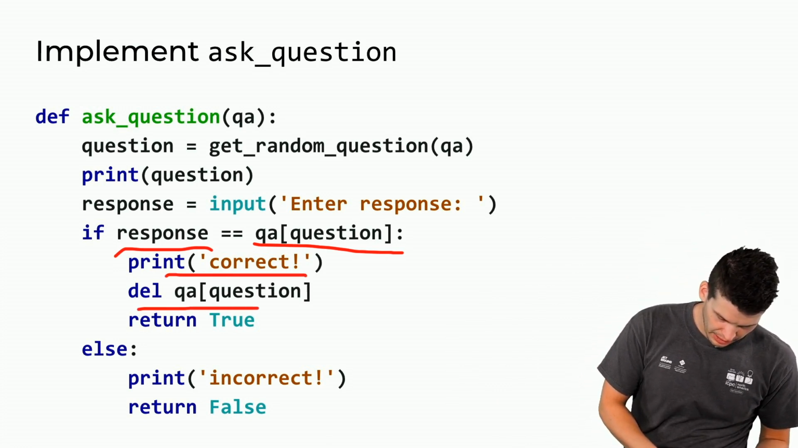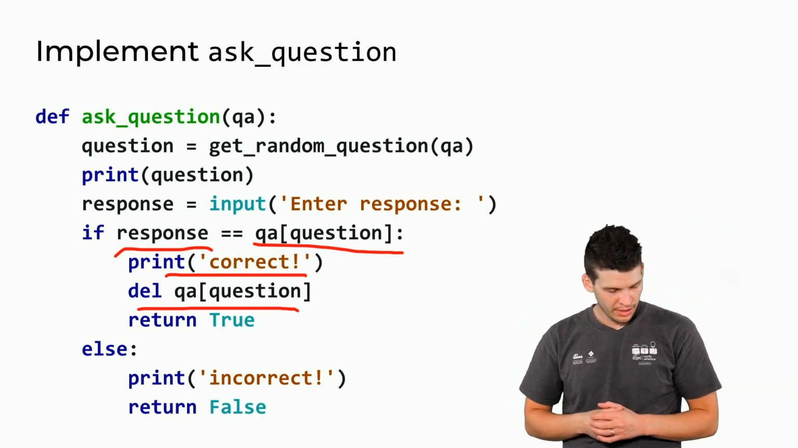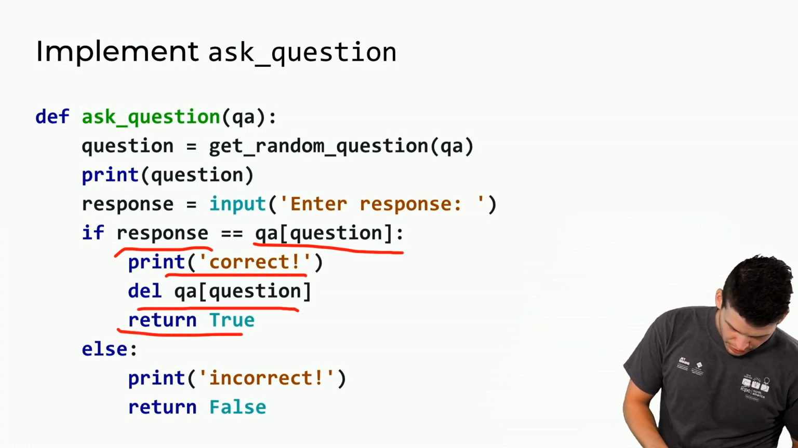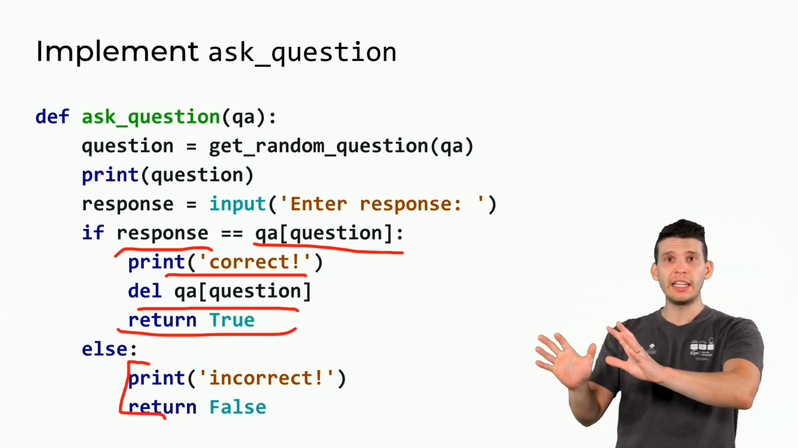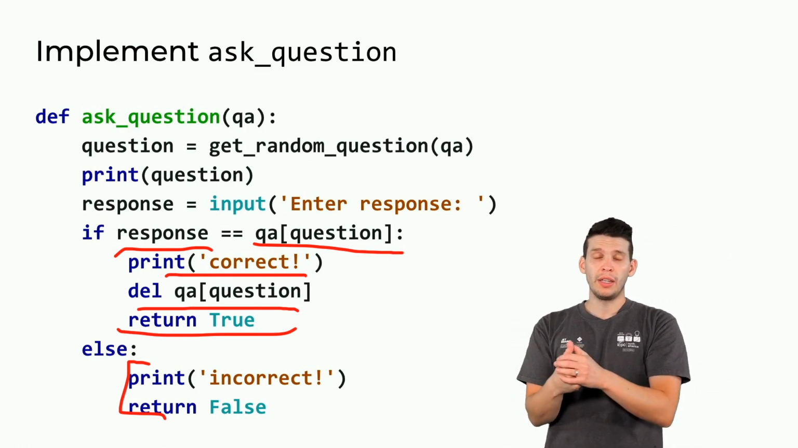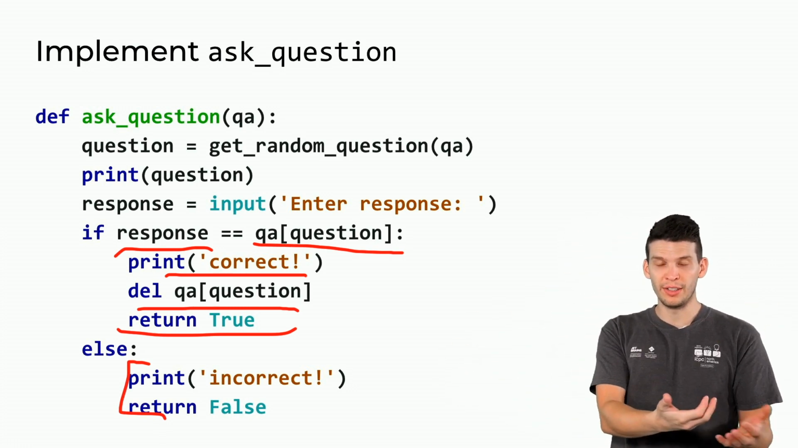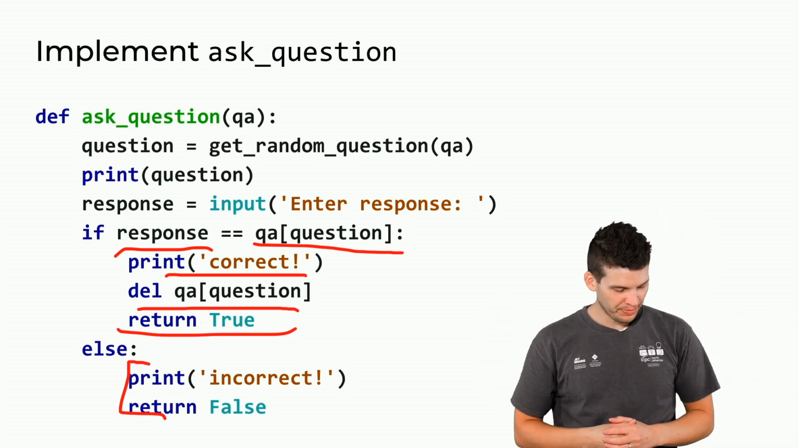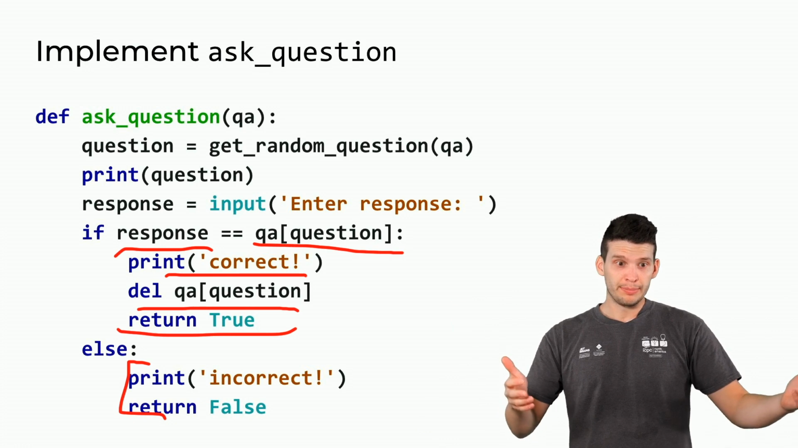I will go ahead and delete the question from the dictionary so that I don't ask that same question again. And then we will return true. And then if it's wrong, we say incorrect, return false. And we still leave the question in there because if the user got it wrong, maybe we need to ask the user that question again to see if he can get it right. So we have this function now implemented too.